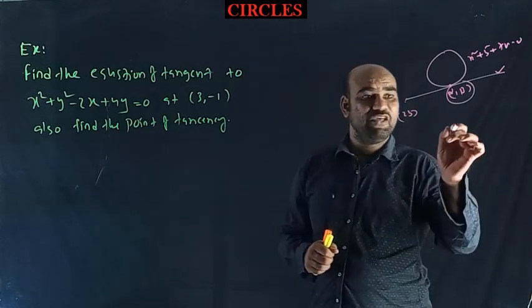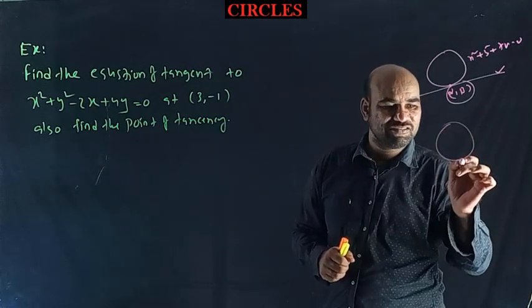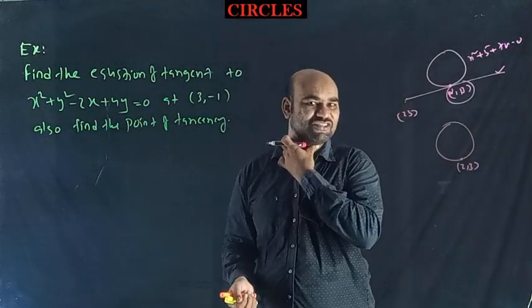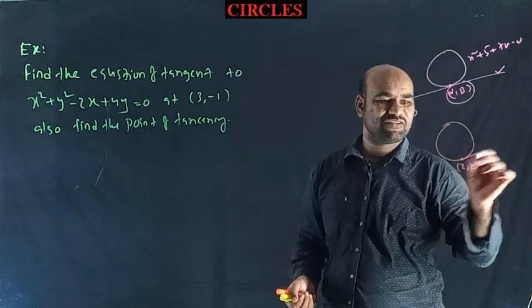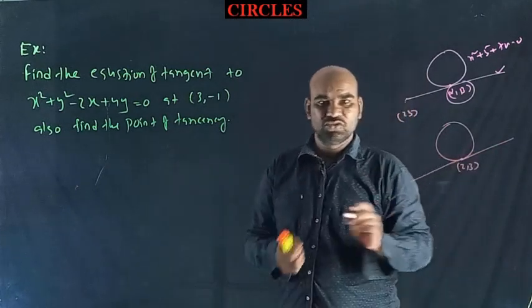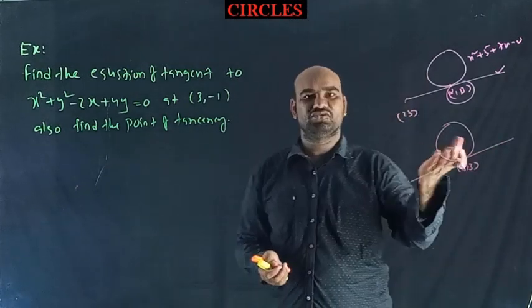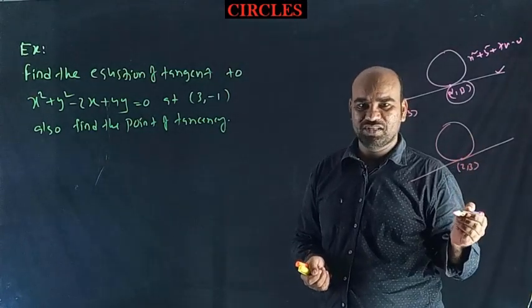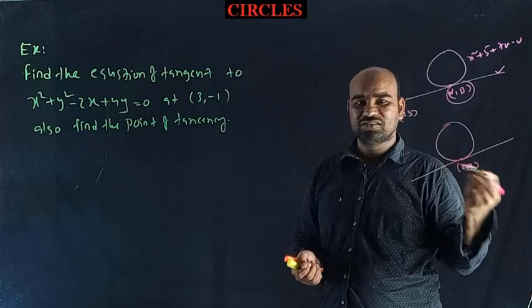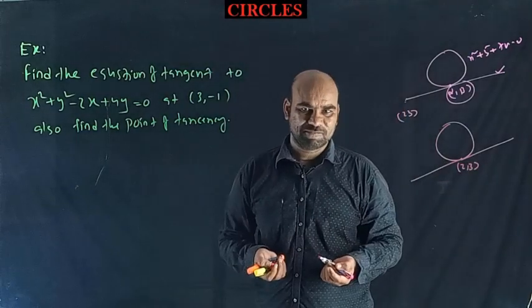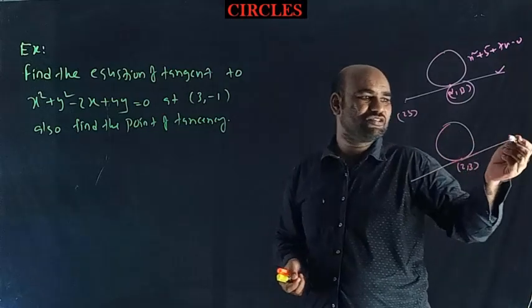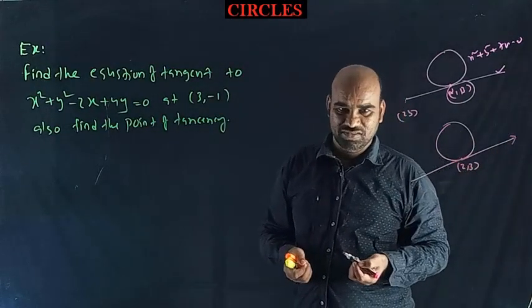If the point is on the circle, this concept: S1 equal to 0 is the equation of this tangent. If you don't like the formula, just use the concept. Find the slope of this curve at the particular point 2, 3. You will get m. Point is there, slope is there, you can find the equation. Or we can use the formula S1 equal to 0 as the equation of this tangent.